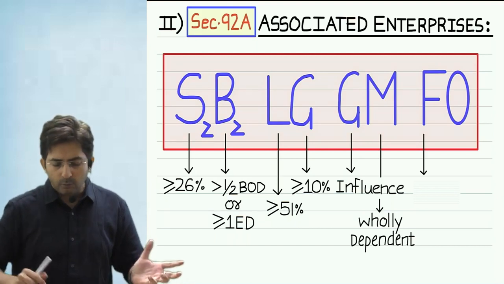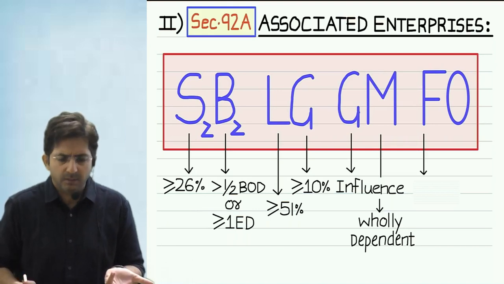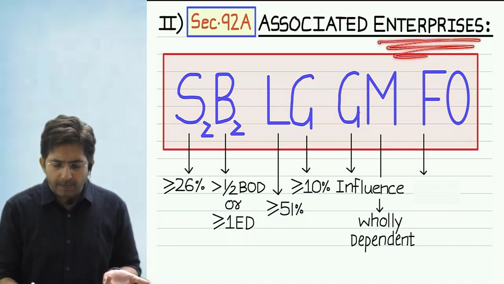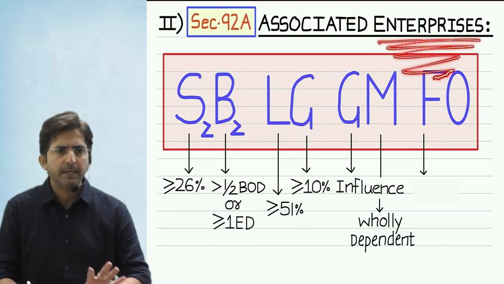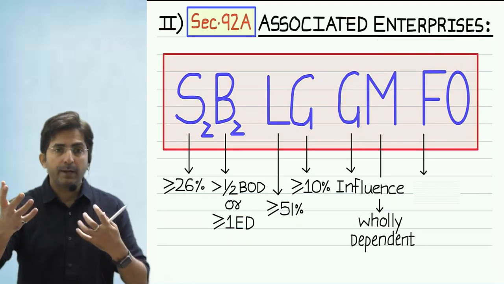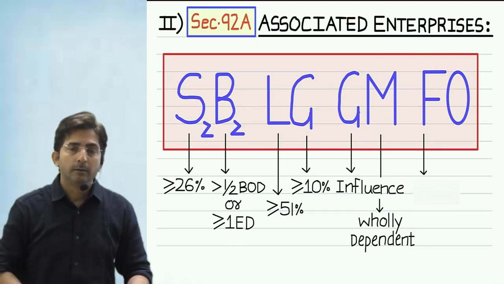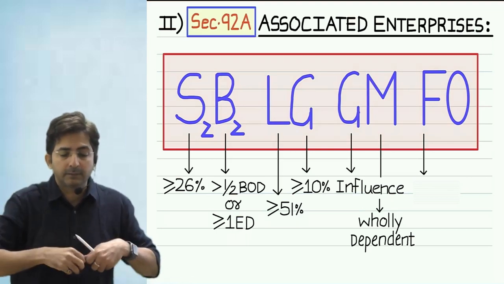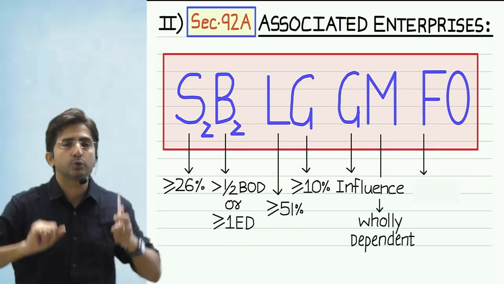Now don't think how come partnership firm I am talking about. I told you in the last lecture, the word associated enterprise is a broad term. It doesn't cover only a company. It can be a partnership firm also. So tell me, if there are two entities in which there is one partnership firm involved, so in that partnership firm, even if someone has got at least 10% stake, it is an association.